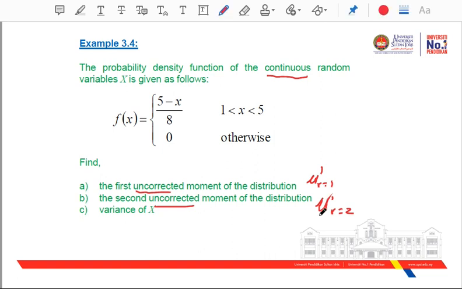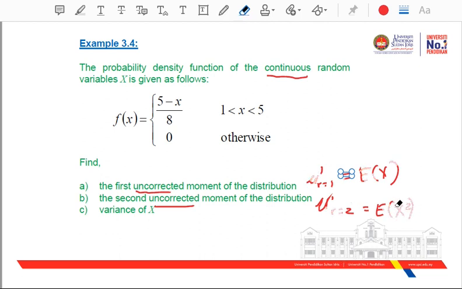Okay, so mu r prime equal to 1 is actually E(X), and mu r prime equal to 2 is actually E(X squared). Alright, so basically for the first question they ask you to find E(X), and the second question they ask you to find E(X squared), and the third question they ask you for the variance. So basically Var(X) is E(X squared) minus the mean, E(X), squared.